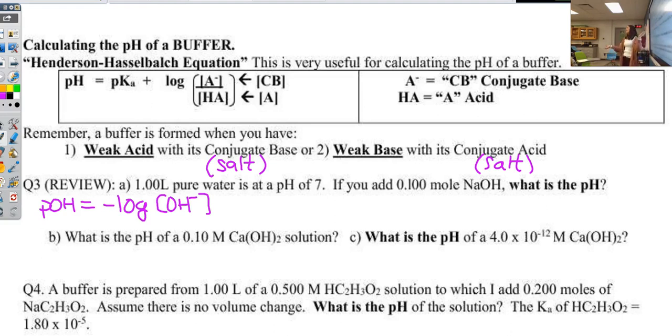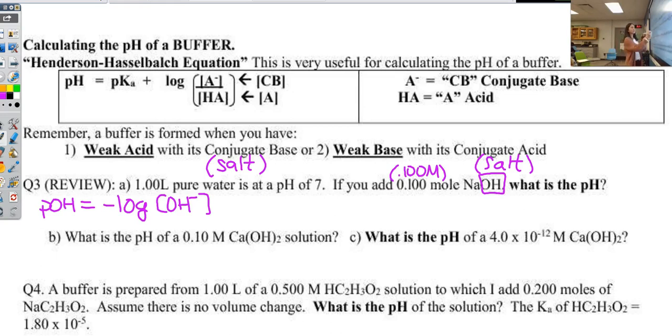Moles over liter, but it's still the same, right? It's 0.1 over 1, so it's still 0.100 molar, because we're going to divide it by the 1 liter. NaOH is going to break up into what? Na plus and OH minus. So if I know that my NaOH is 0.1 molar, what's my OH minus concentration? It's the same. It's a 1-to-1 ratio. Okay, so we know it's going to be 0.1 molar. Completely dissociated, so it's going to be 0.1 molar.